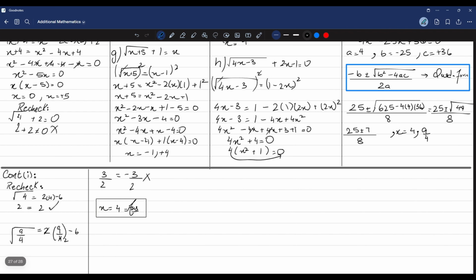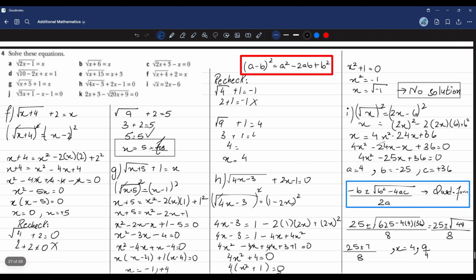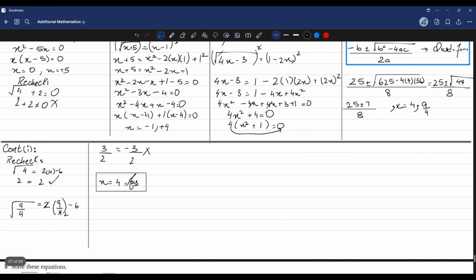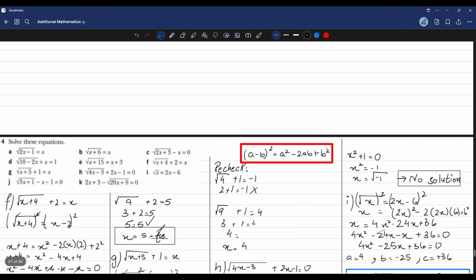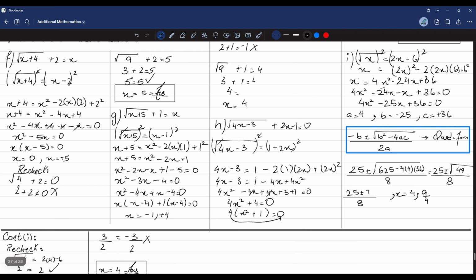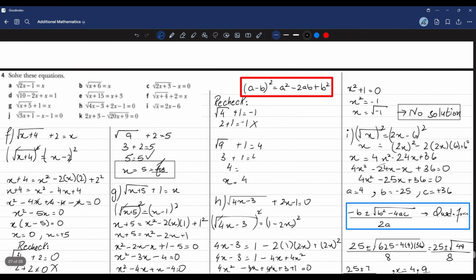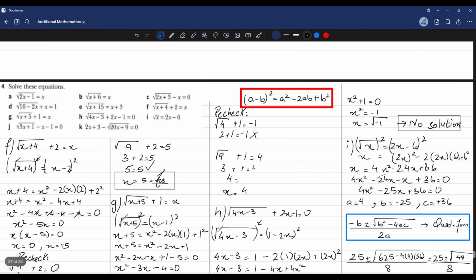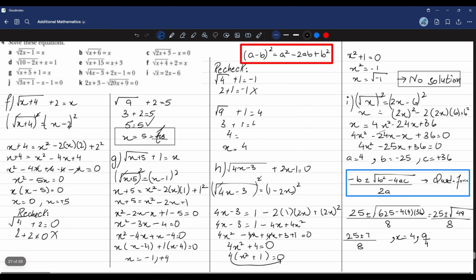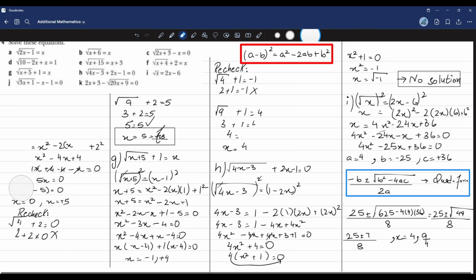I'm proceeding on to part J. In fact, what I'm going to do is erase some of this area so that I can easily solve these questions. Erase this.